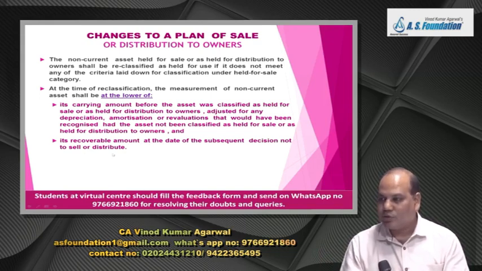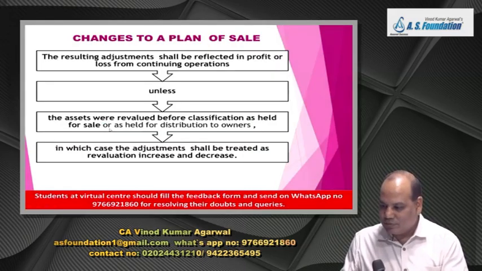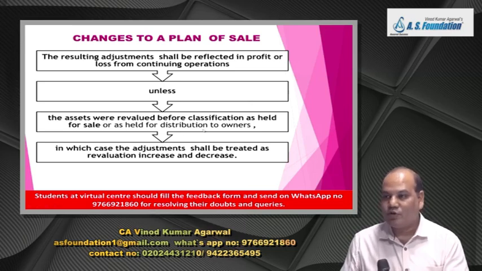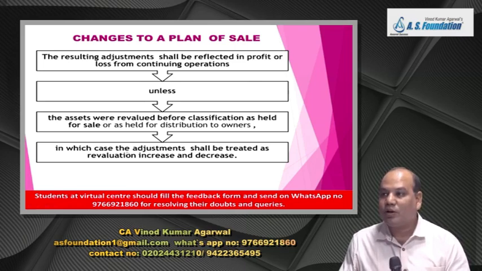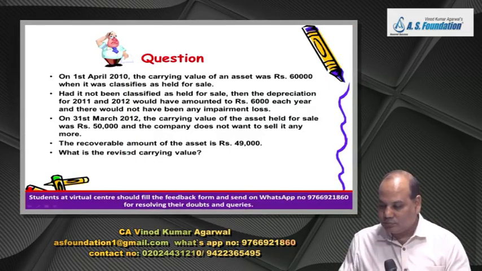At the date of subsequent decision not to sell or distribute, take the lower of the two, compare it with your existing book value and the difference will be recognized. So where will you recognize the difference? Let us read this paragraph. The resulting adjustment should be reflected in profit or loss from continuing operation normally. But if the asset was revalued before classification as held for sale or as held for distribution to owner, that means it is a revalued asset, in this case the adjustment shall be treated as revaluation increase or decrease. So for a non-revalued asset earlier, P&L account; revalued asset, revaluation increase or decrease.